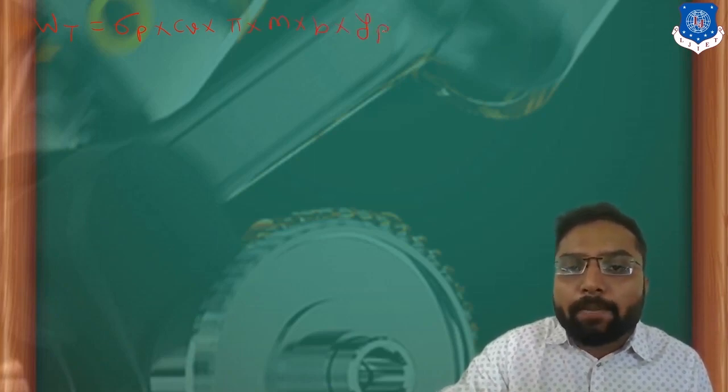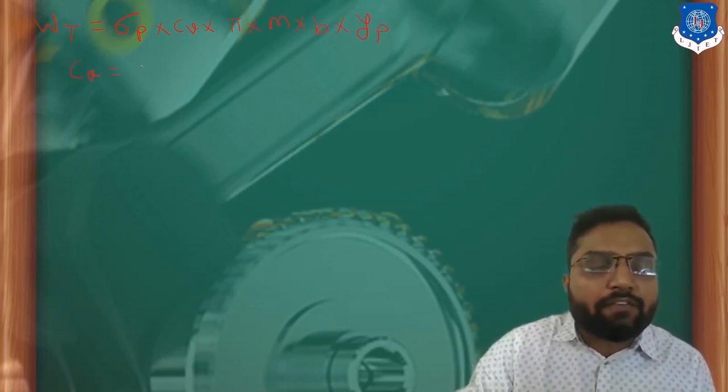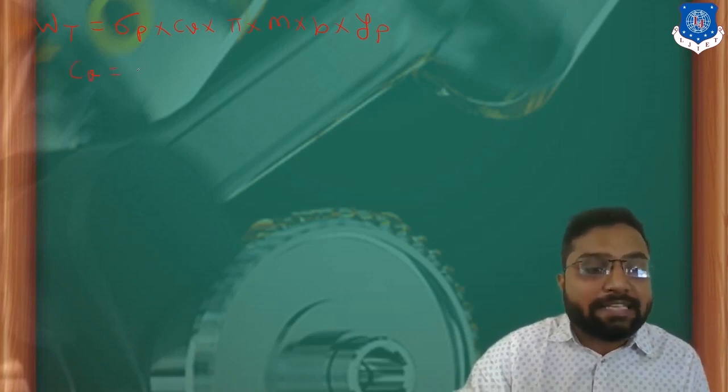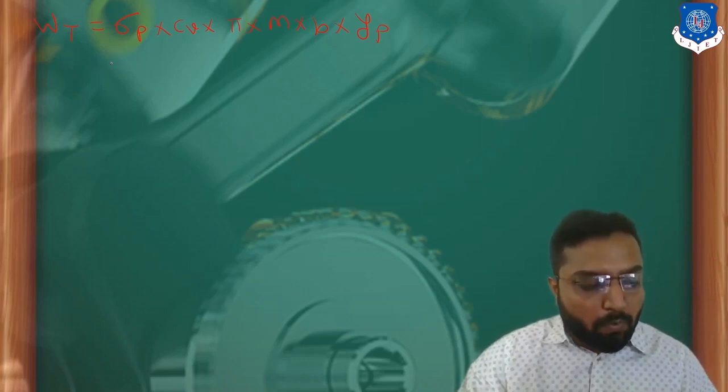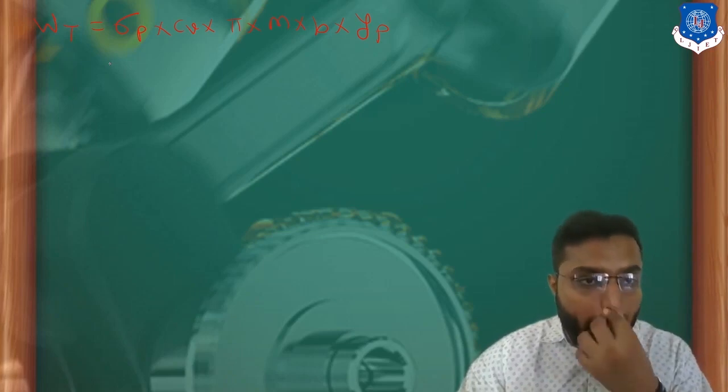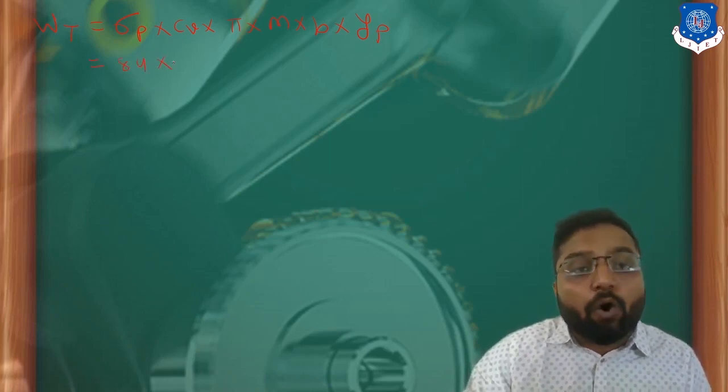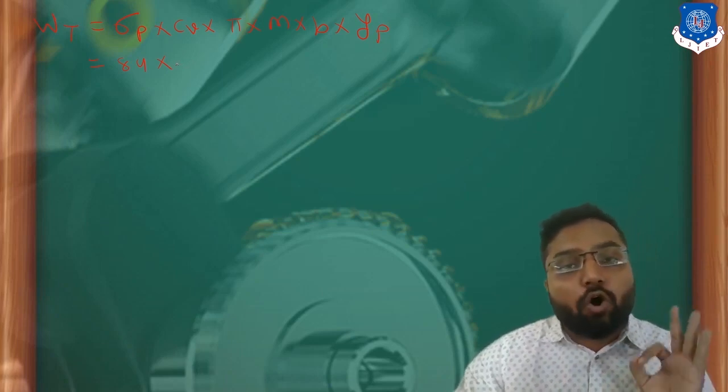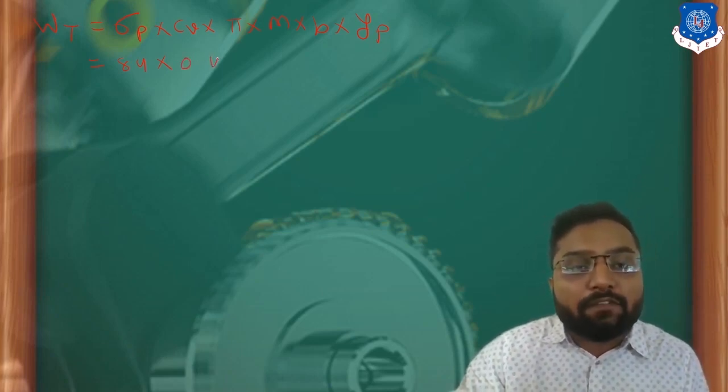WT is nothing but, now that we have found sigma, sigma p into cv into pi into module m into b into yp. So we have to find CV. We have that CV, which is 0.427 sigma p. So let's put those values. Sigma p is nothing but 84. Here I'm taking all the values in megapascal, so all the lengths will be in mm.